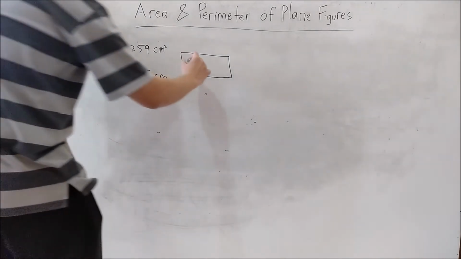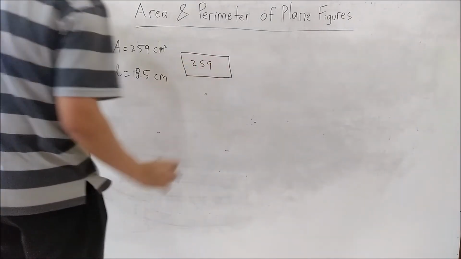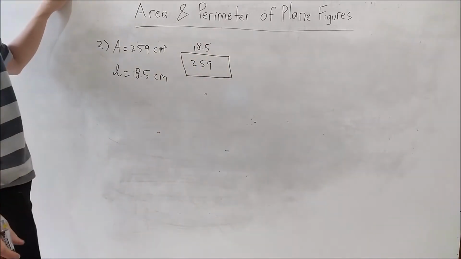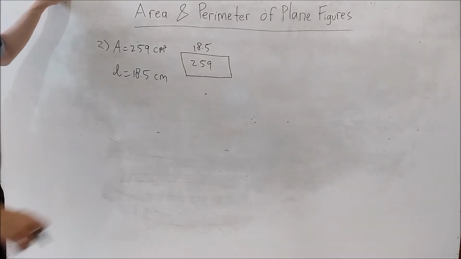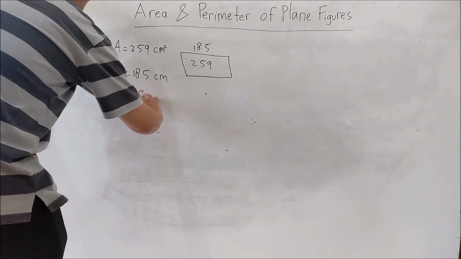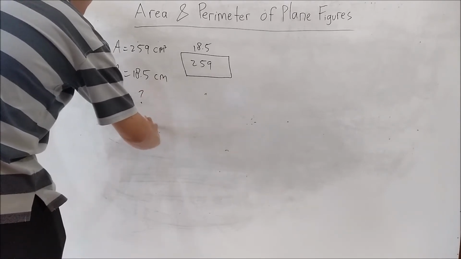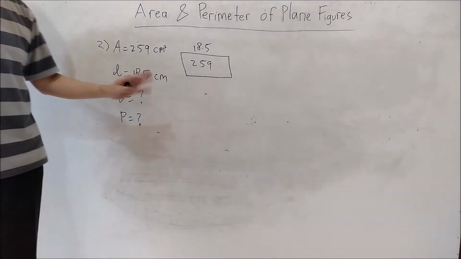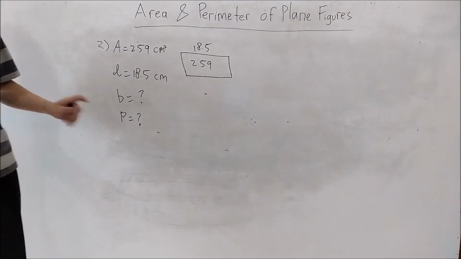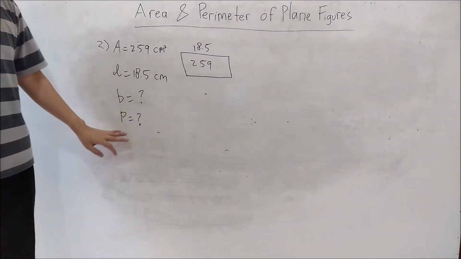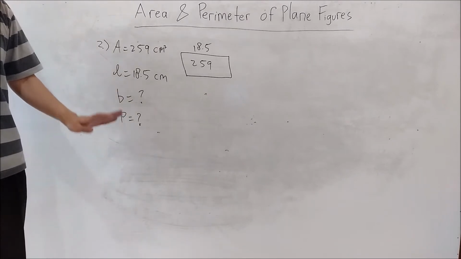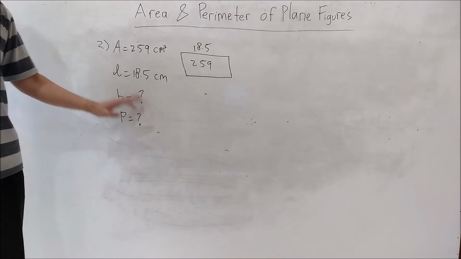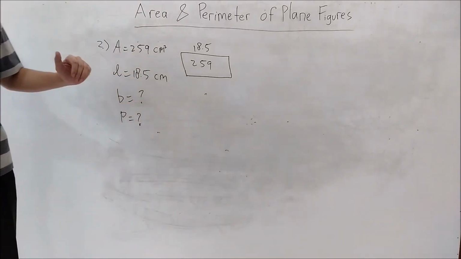The area itself is 259, while the length is 18.5 centimeter. So what is the breadth and what is the perimeter? Dealing with this kind of situation, we have to find out which one will be easier for us to find. Let's say that I want to find the perimeter. If I want to find the perimeter, I need both length and breadth. However, I do not have the breadth here. So that's why I will try to find this first, using area and the length to help me.